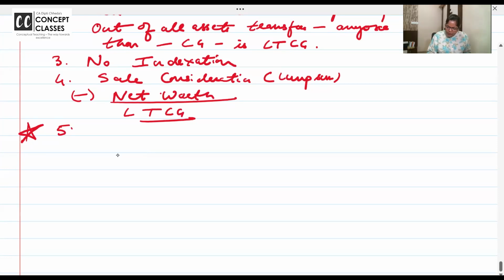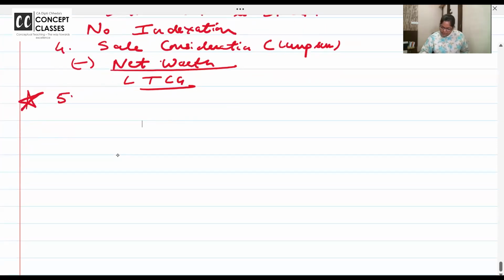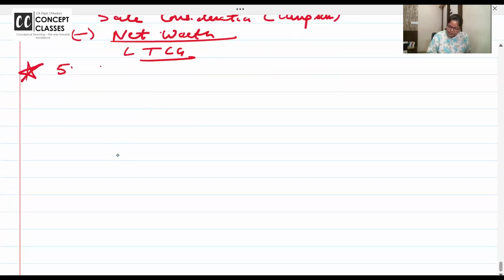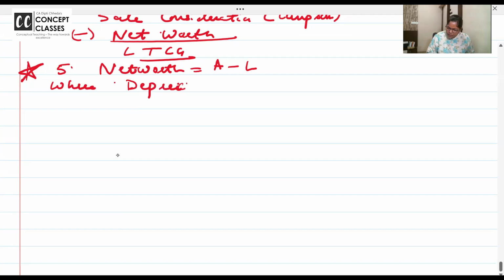And now, how will you calculate the net worth? Net worth is nothing but assets minus liabilities. Write below: depreciable assets, you take them at WDV.